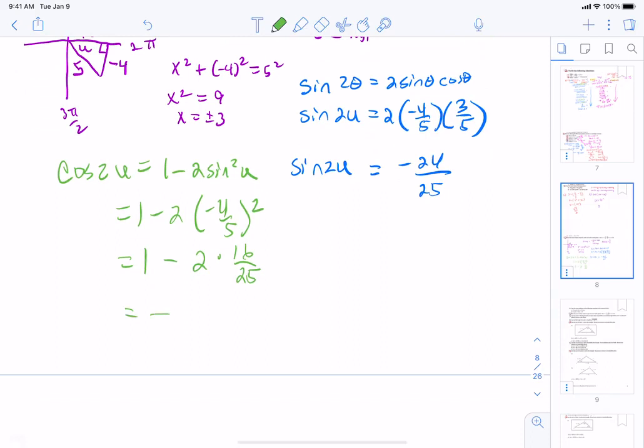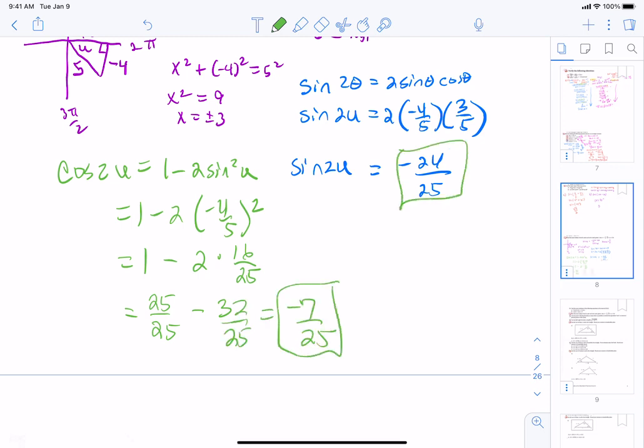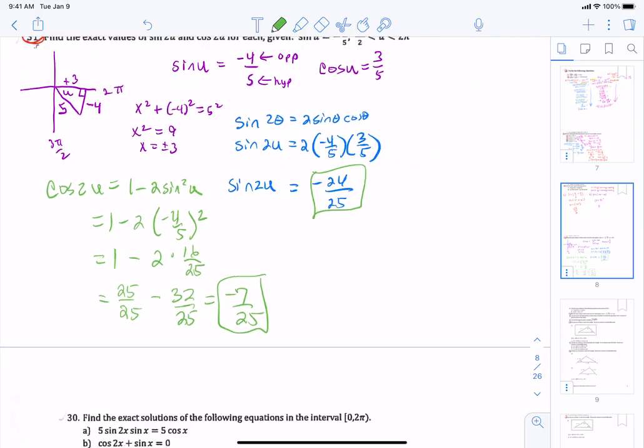The bottom of this fraction is going to have to be 25. 1 whole is 25/25, minus 32/25 is negative 7/25. So there is the sine of 2u and the cosine of 2u. If you wanted the tangents, just divide them, you'll have the tangent. They didn't ask for tangent.